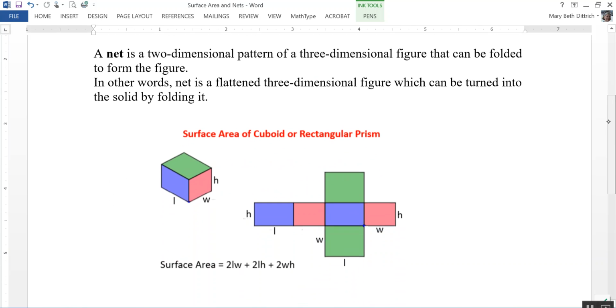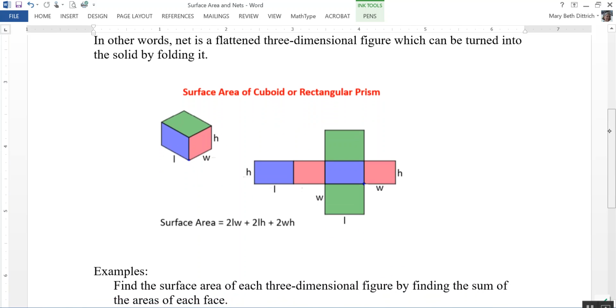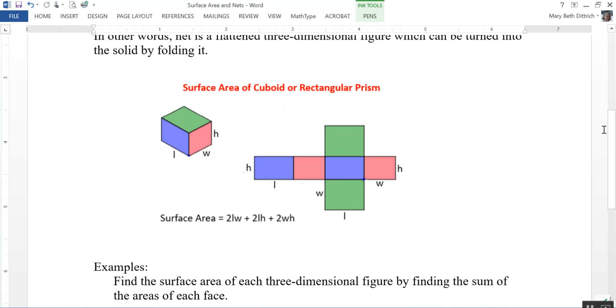So here is the surface area of a cuboid, or I prefer to call it a rectangular prism. And so you can see that each face is a different color. And when it's opened up, suppose this were a box and you cut it open and flattened it out, this is the shape that you would get. So the two blue shapes are the same size, as are the two red and as are the two green.